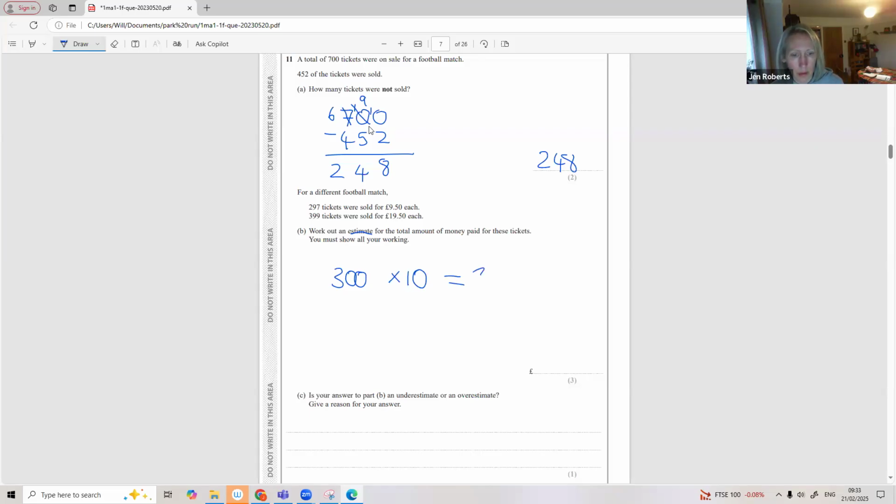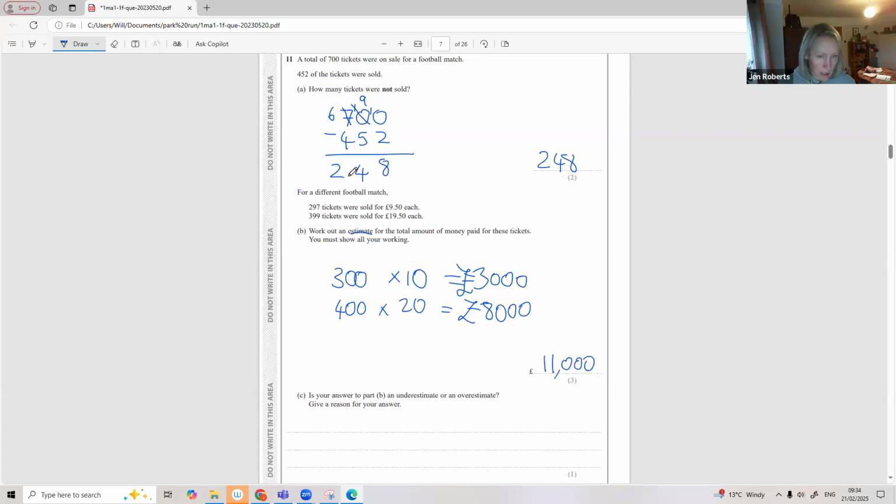3 times 1 is 3. Let's add our zeros on at the end. So we have £3,000 made from these tickets. I'm going to round that to 400. And this to £20. 2 times 4 is 8. Add 3 zeros, 8,000. 8,000 plus 3,000 would be £11,000.